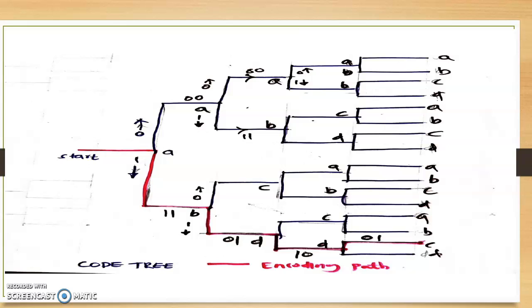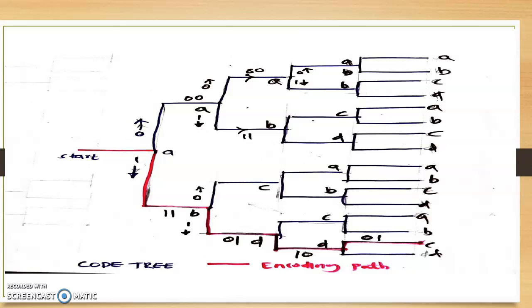Now the second important diagram is called the code tree diagram. In the code tree diagram, I again have different phases. What we will do is always have a starting initial state as A1.